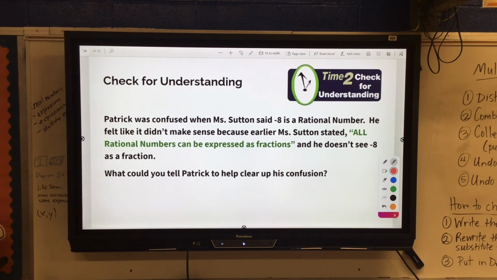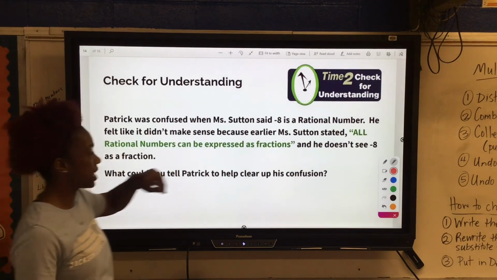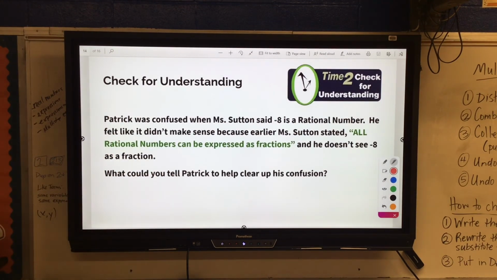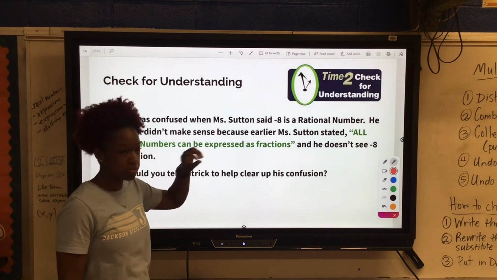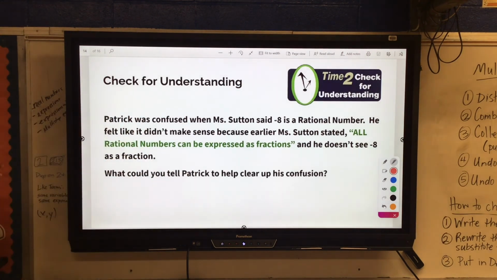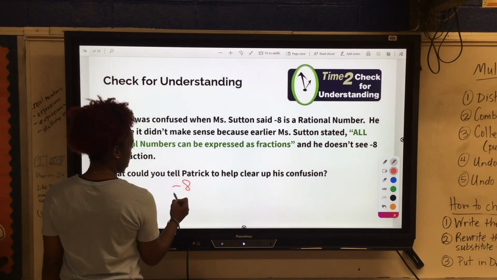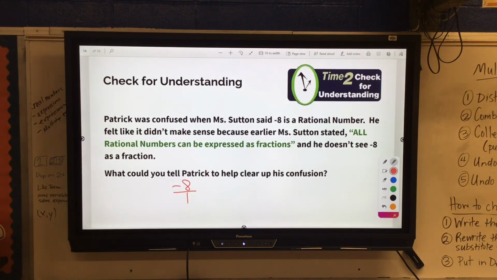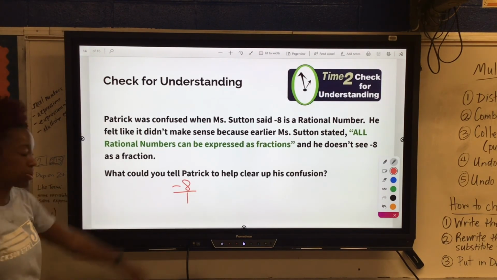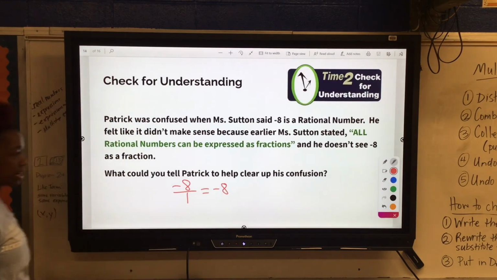Alright, so Patrick said that -8 does not look like a rational number because it's not a fraction. But if we remember, we can turn all whole numbers, integers, natural numbers into fractions just by simply putting this whole number or integer over 1. Alright, so -8 over 1 still can be expressed as a fraction. It just simplifies to -8, which is why we just write -8 there.